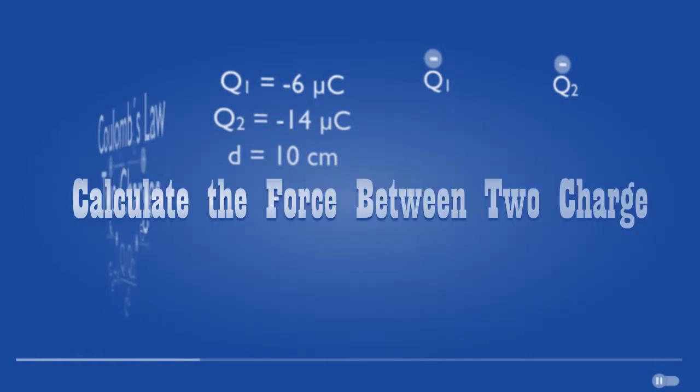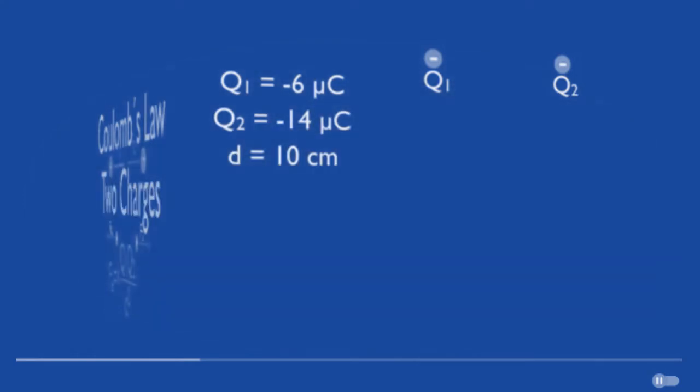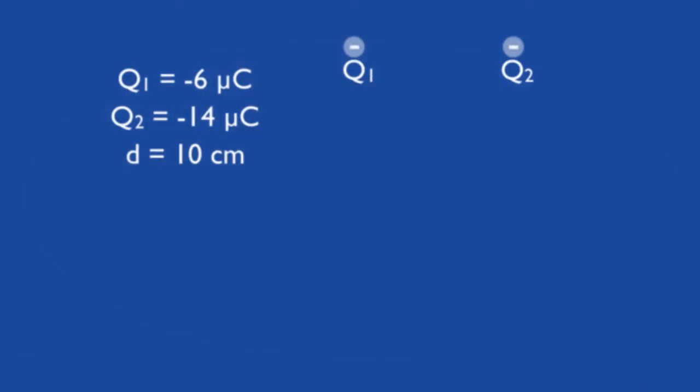In this video, we are going to use Coulomb's law to calculate the electric force on two charges. This is the situation we have. Your text would read something like this. You have two charges. Charge 1, Q1, is minus 6 microcoulomb. Charge 2 is minus 14 microcoulomb.